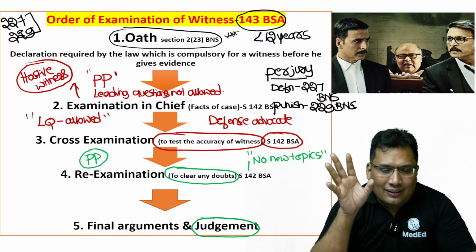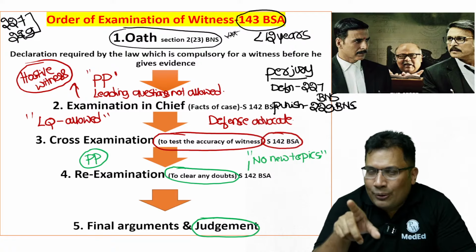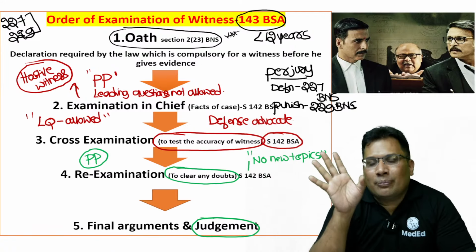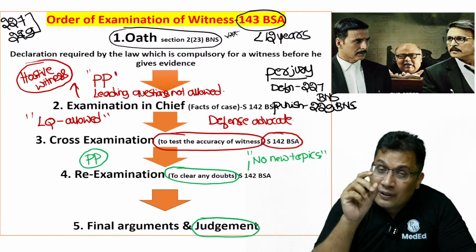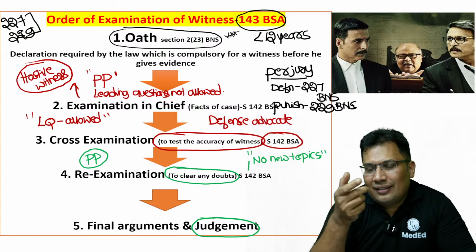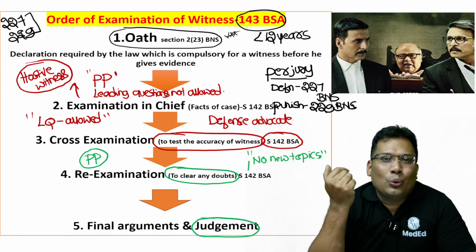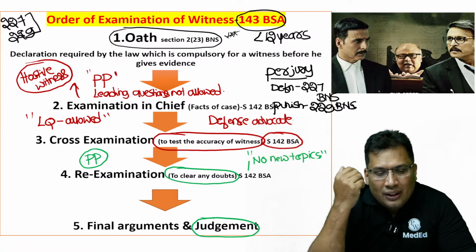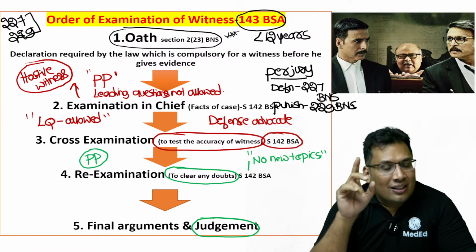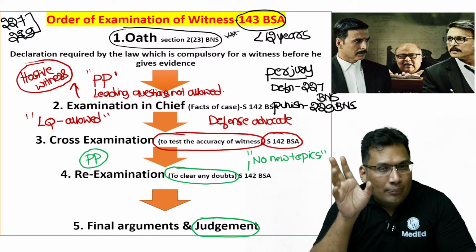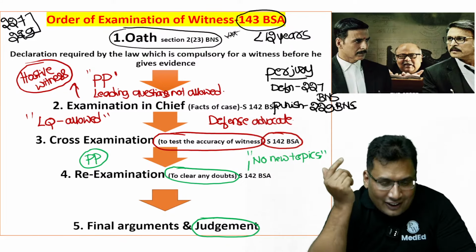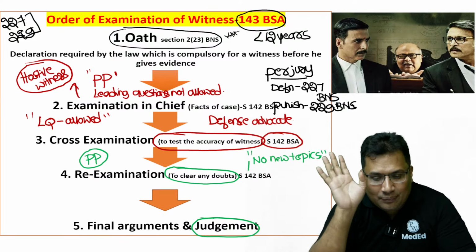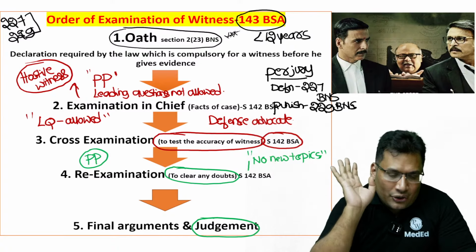Hostile witness is a person. 227 is the definition of perjury. 229 is the punishment for perjury. Giving false fabricated evidence or creating it is basically 228 BNS. Remember, leading questions are not allowed in examination-in-chief, but they are allowed when there is a hostile witness, 142 BSA, basically by the public prosecutor.